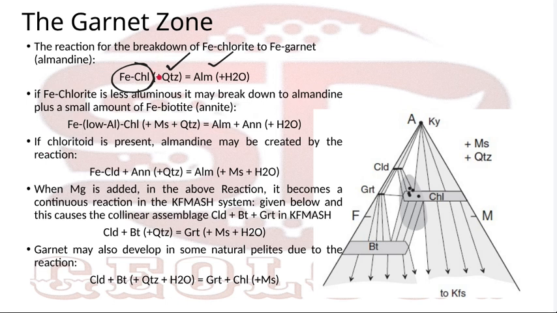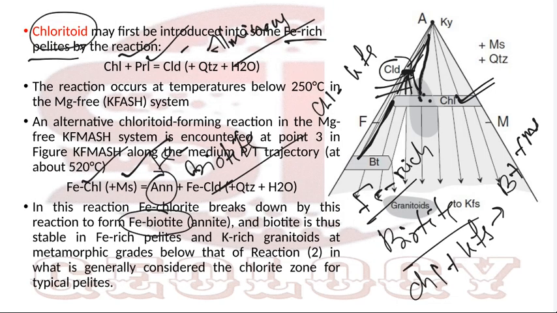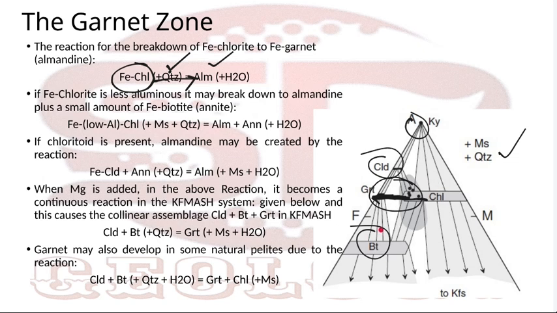Here quartz cannot be plotted in the SCF diagram, so quartz is just represented outside. So this Fe chlorite directly breaks down to almandine. That's why this chlorite is directly joined to the garnet. But these things are previously available. The reactions we have plotted previously are already there, and the only change has occurred here. You can see from this diagram to this diagram, the change is this field only.